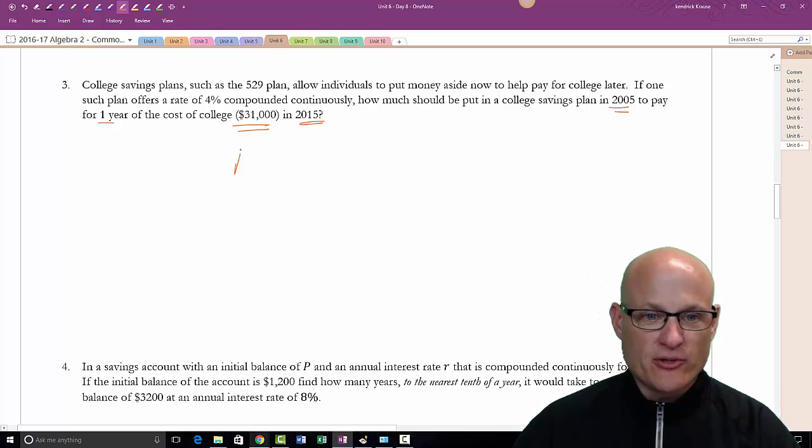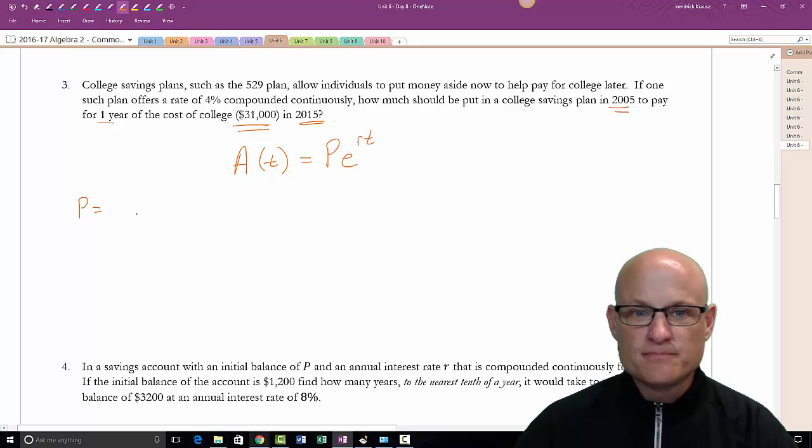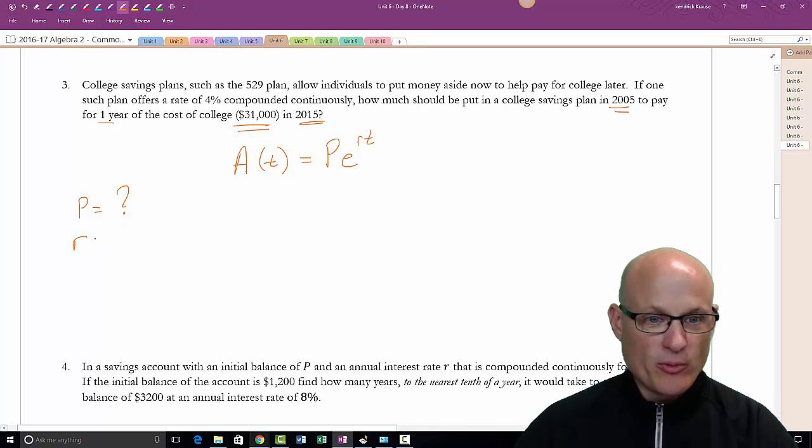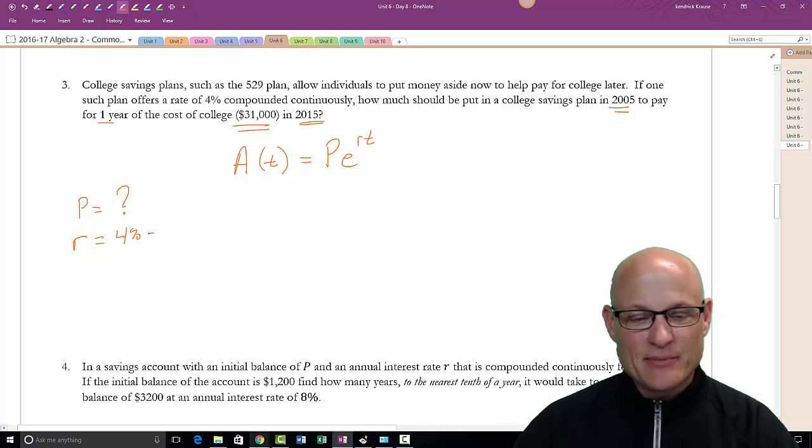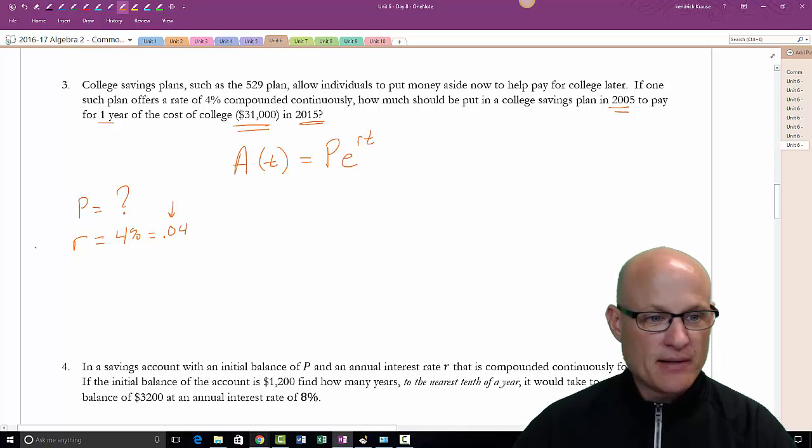Compounded continuously means we're going to use the formula A sub t equals P E to the R T. So what's my principal amount? We don't know. What's my rate? I hope we know that, 4%. So 4% is less than 10. Be careful with it. We're going to use it as 0.04. That's 4%. Remember, rates are always the one that's going to get you messed up.